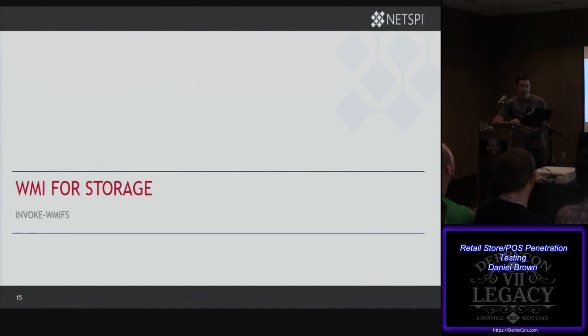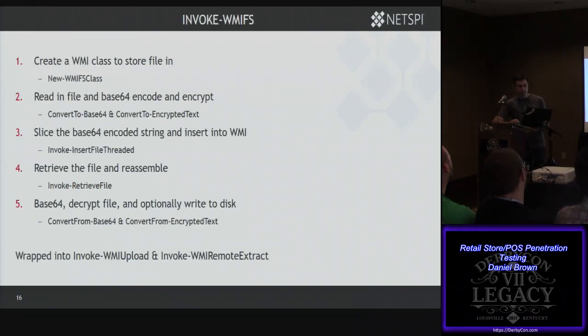Now because WMI operates like a database, we can start inserting strings into that. So if we take a file and we base64 encode it, and optionally we can encrypt it as well, we can slice that base64 string into sections. What I've found is that in WMI a string length of about 8,000 fits in pretty well. And then we can insert those sliced strings and then reassemble them on the other side. And we've wrapped this for this demo into a function called Invoke-WMIUpload and Invoke-WMIRemoteExtract.